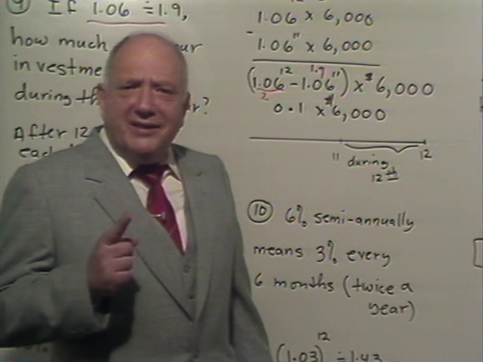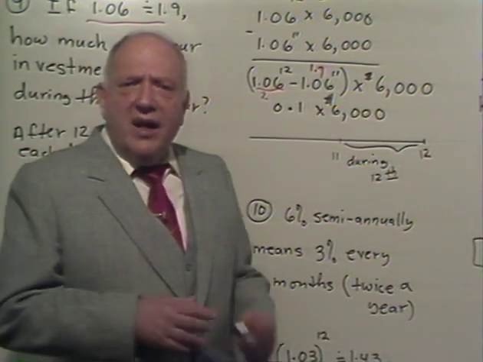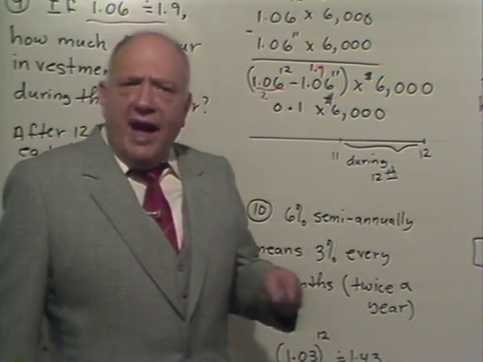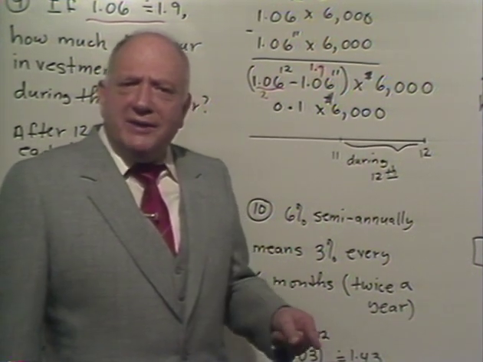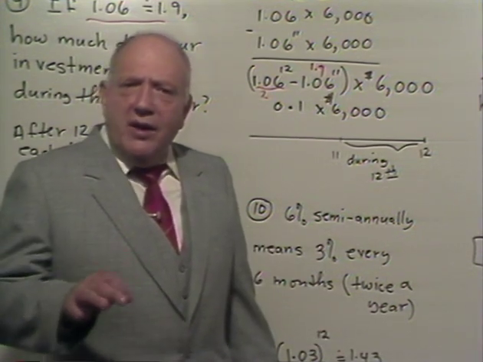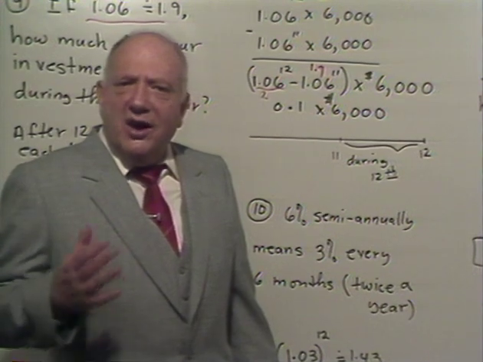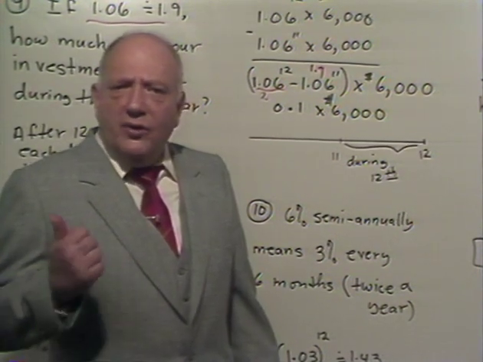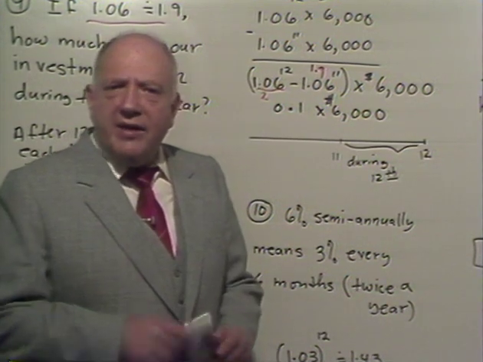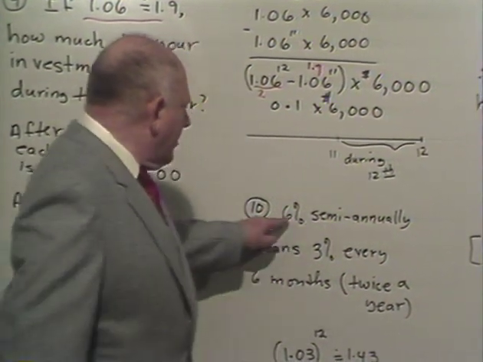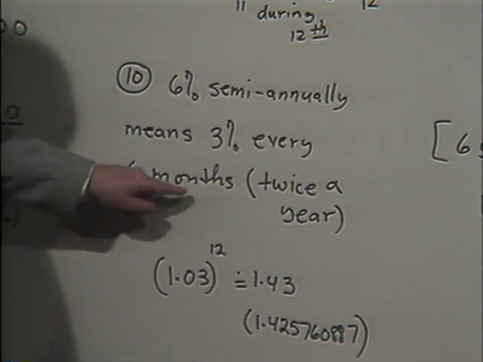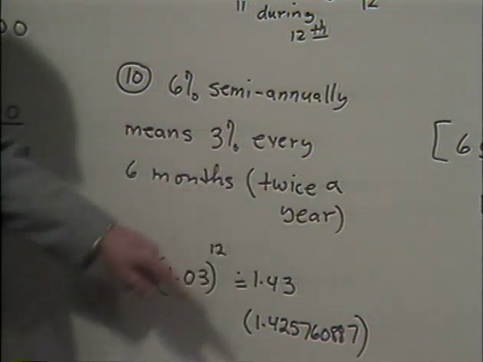Remember, numbers are still adjectives modifying nouns. When they give you the 3% at the end of 6 months, in the next 6 months you're earning 3% on that new amount. Do you understand what I'm saying? Every time a new interest period begins, you're earning that 3% on the new amount. So you're not modifying the original amount. Every time it's interest on the interest. So basically, 6% semi-annually means you're getting 3% every 6 months, twice a year.